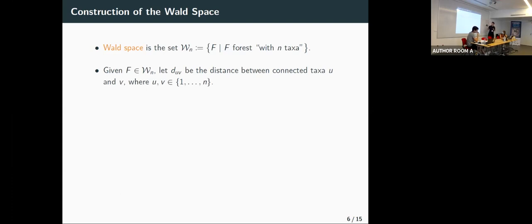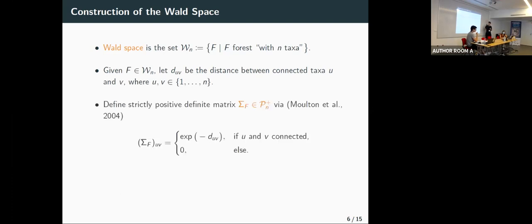You can define the distance between them by just adding up the edge lengths of all those edges on the unique path between those vertices U and V, right? Because each connected component is a graph theoretical tree, so you have a unique path between each of those vertices. Right, so we have this notion of distance between U and V, for U and V being connected.